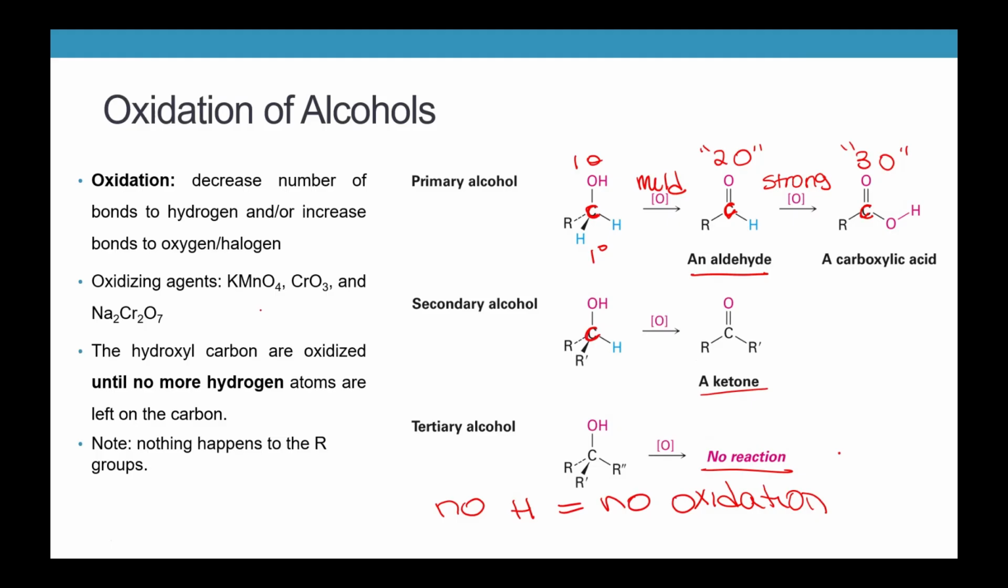So here are some oxidizing agents that you may recognize. Potassium permanganate, and then these chromium reagents. Chromium is toxic and carcinogenic. So in practice, we tend to avoid using chromium, and I'll show you some other oxidizing agents.